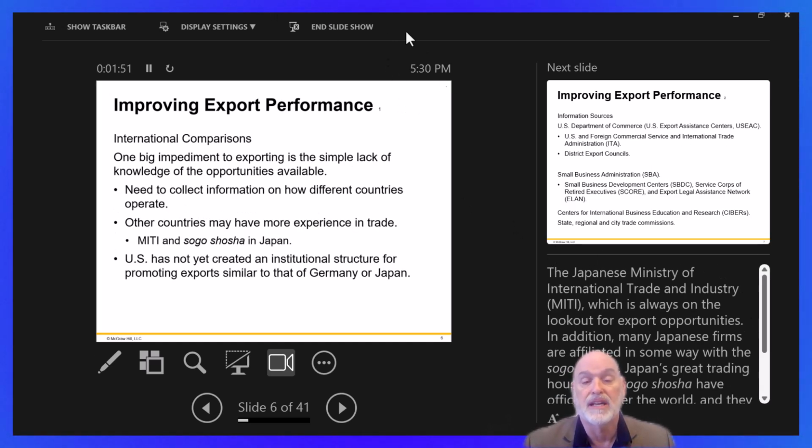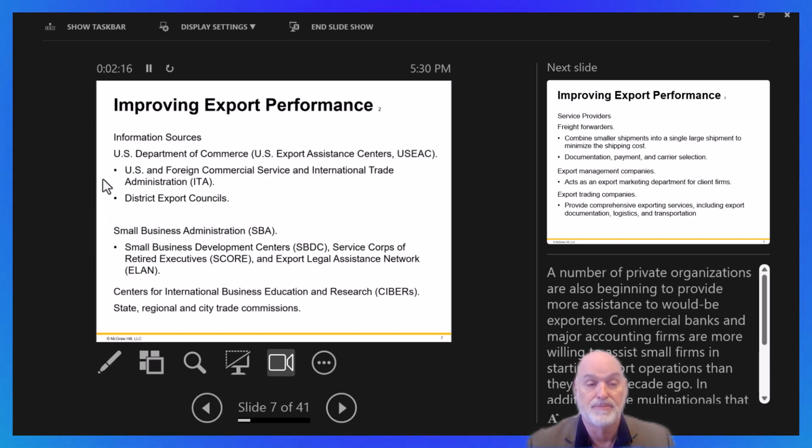In improving export performance, international comparisons, one big impediment to exporting is the simple lack of knowledge of the opportunities that are available. You need to collect information on how different countries operate. Other countries may have more experience in trade. MITI and the sogo shosha in Japan. The U.S. has not created an institutional structure for promoting exports similar to that of Germany or Japan.